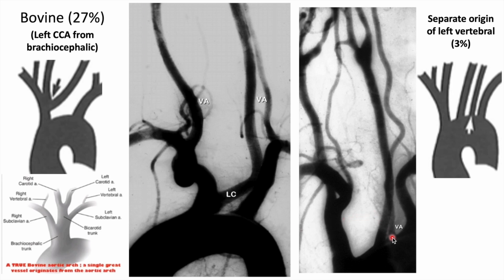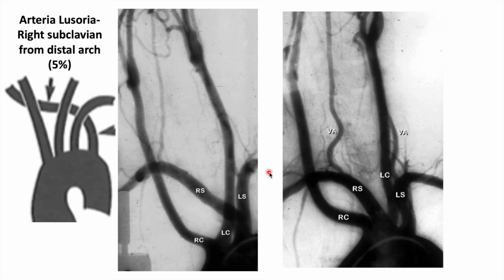And then this is another variant where the vertebral artery is directly originating from the aortic arch rather than the left subclavian artery. Then we've got arteria lusoria, right subclavian artery originating from the distal aortic arch. Now this is something that we see during our angiograms as well when we go from the radial approach, and at times you find this arteria lusoria, again shown here, and here you also have a common origin for the left common carotid and the right common carotid.